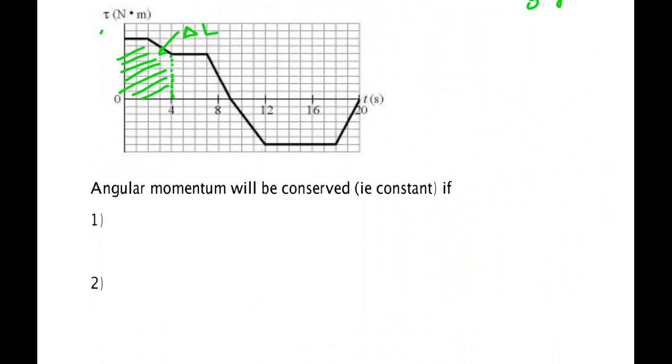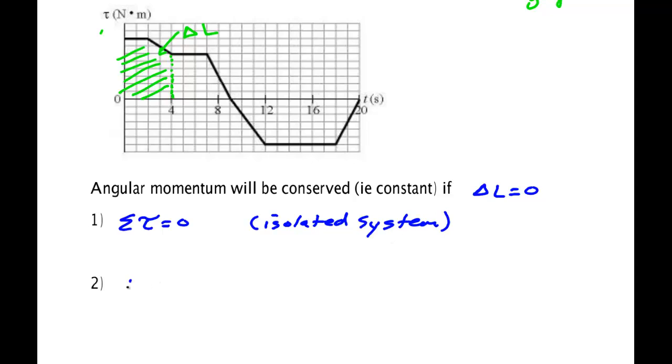Now, angular momentum, that is the area under this curve, can be equal to 0. That is, delta L can equal 0, and we say angular momentum is conserved. It can do this in one of two ways. The sum of the torques is 0. This is called an isolated system. Or delta t equals 0, in explosions and collisions.